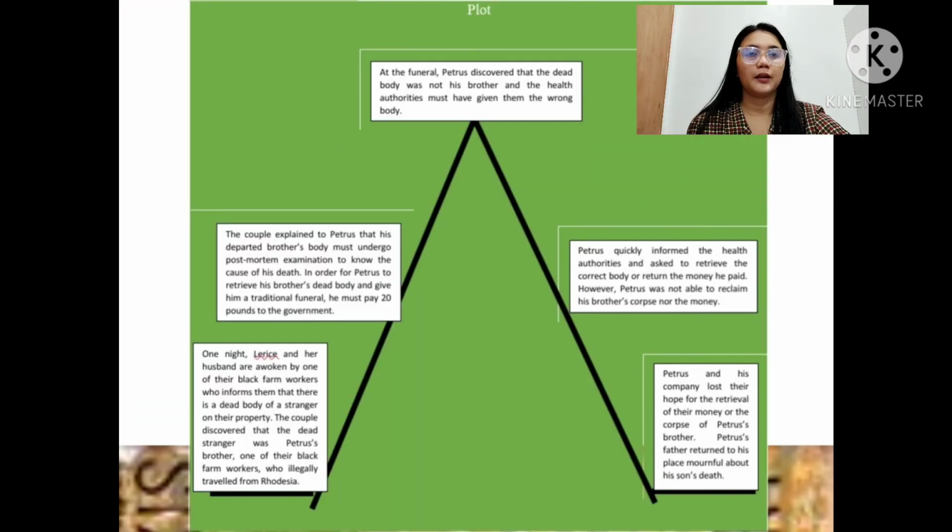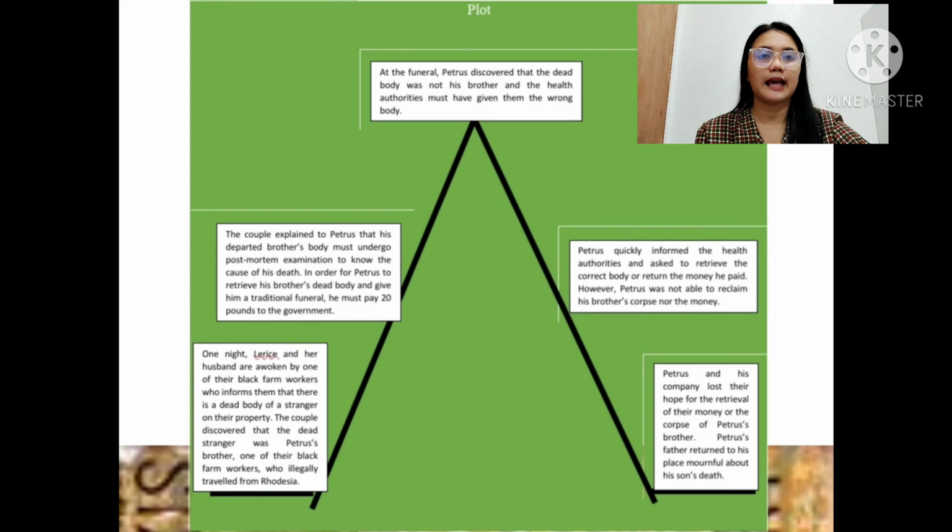Then we have the plot. Let's start with the exposition. One night, Laris and her husband are awoken by one of their Black farm workers who informs them that there is a dead body of a stranger on their property. The couple discovered that the dead stranger was Petrus's brother, one of their Black farm workers, who illegally traveled from Rhodesia. Then we have the rising action.